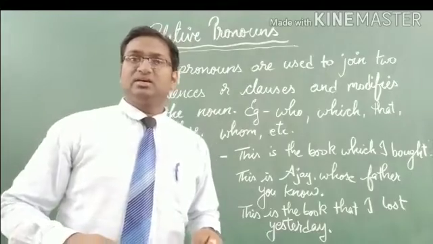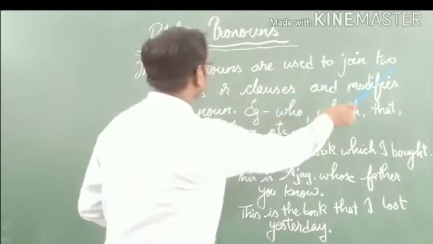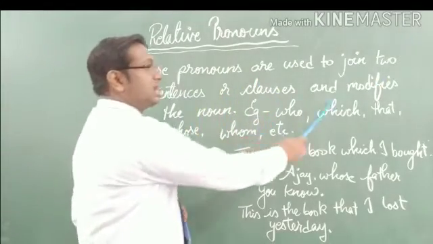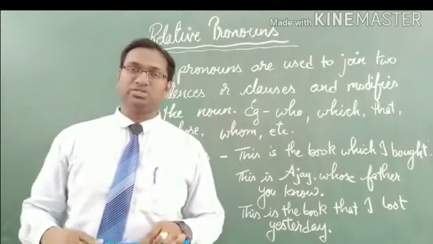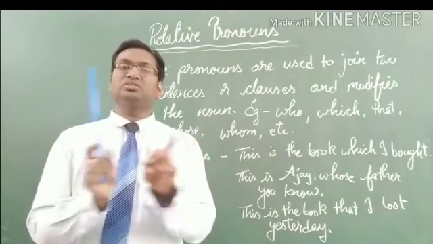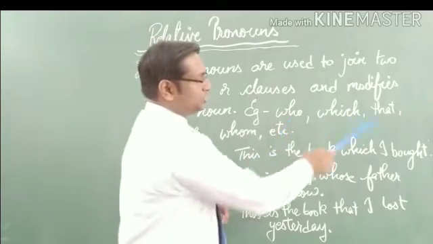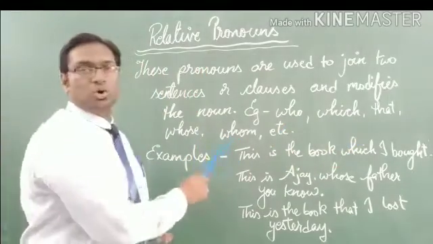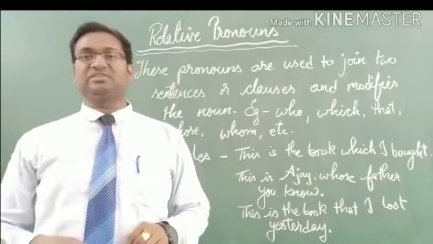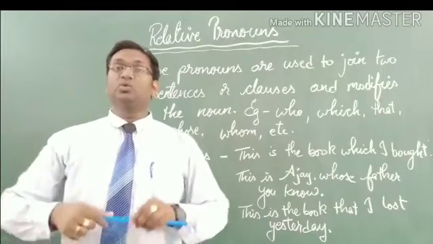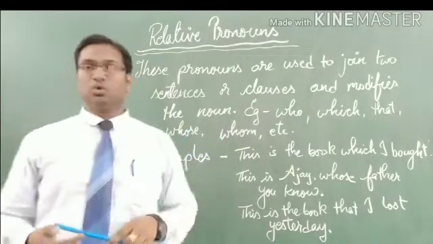Now next is your relative pronouns. These pronouns are used to join two sentences or clauses and modify the noun. These are generally called your bridge words, which join two sentences or two clauses into one. Examples: who, which, that, whose, whom, etc. Now these are also used in interrogative sentences. When you ask a question, you use these words: who, which, whose, whom.